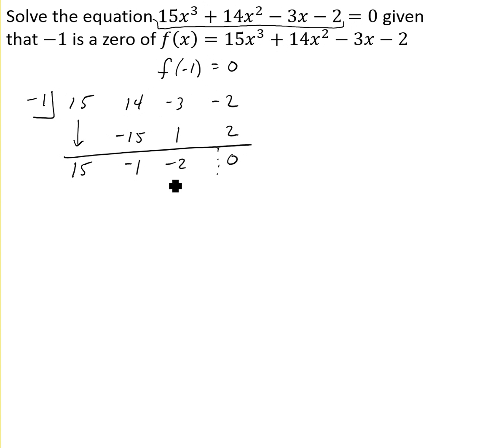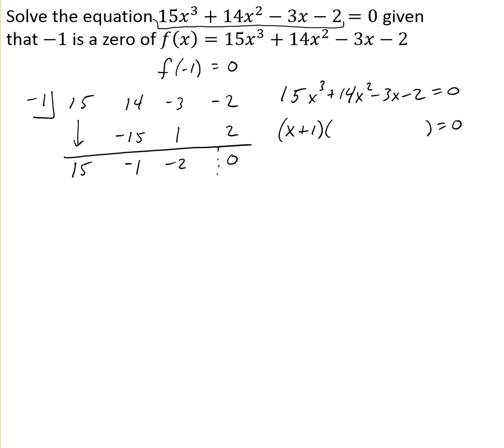So basically what we have just done is we have factored that 15x cubed plus 14x squared minus 3x minus 2. So I'm going to go ahead and write out the factorization so we can see exactly what we're doing, even though we wouldn't necessarily need to take all these steps in the process of solving this. I'll go ahead and write out the factored form.